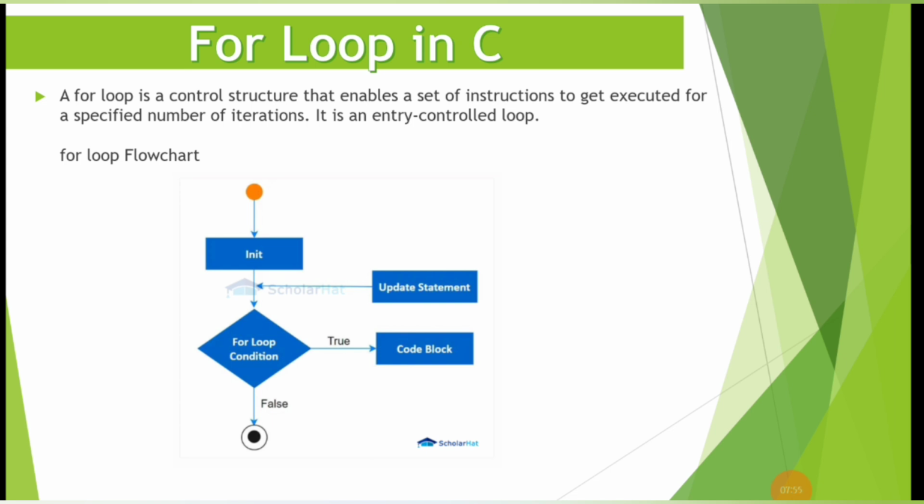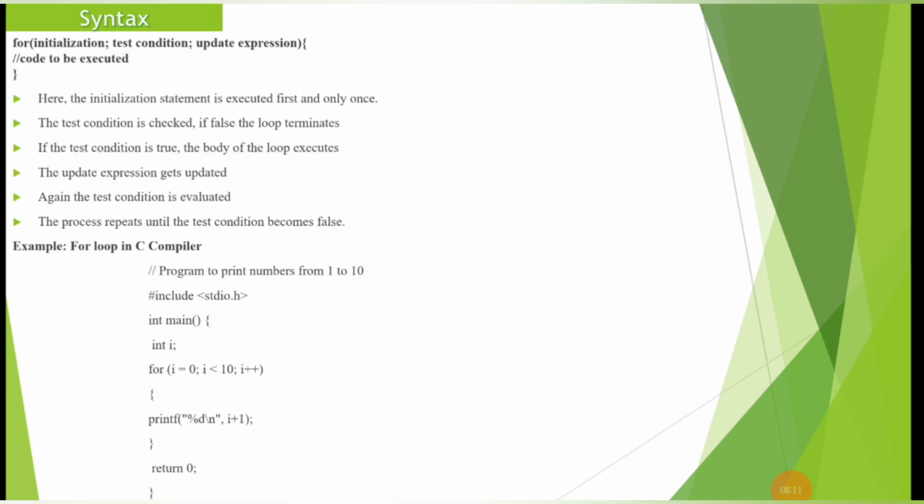So first we have to initialize and then check the for loop condition. If the condition is true, the code will be executed. If the condition is false, it is out of the loop. So here is the syntax: first open the bracket and then initialize the value. Next the test condition and then the update expression. Next it will enter into the code to be executed.